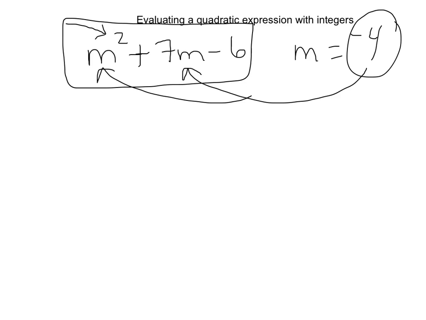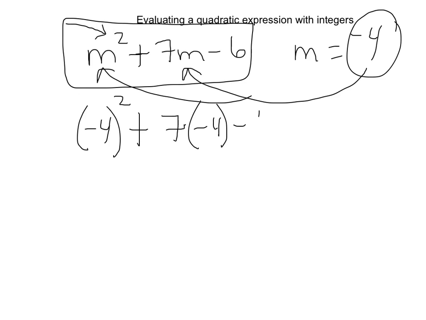We're going to copy over this ugly looking thing. Wherever we see an M, we're going to put in -4. Actually, not only that, but we are going to put it in parentheses. So I'm copying over, I see an M right away. Instead of writing M, I'm going to write this in parentheses, and I have to square that. Copying the plus, copying the 7, there's another M, putting it in parentheses.